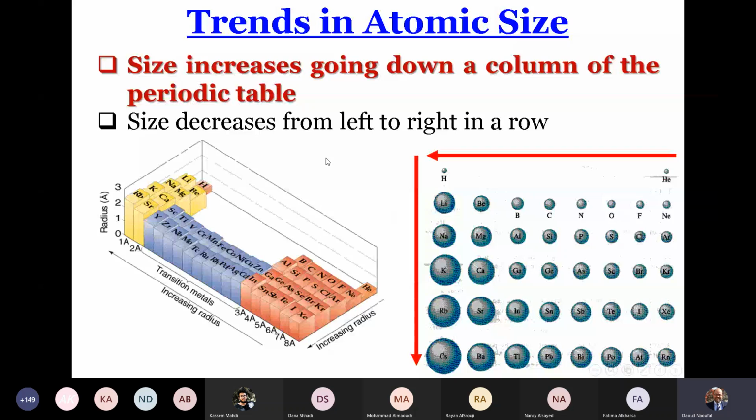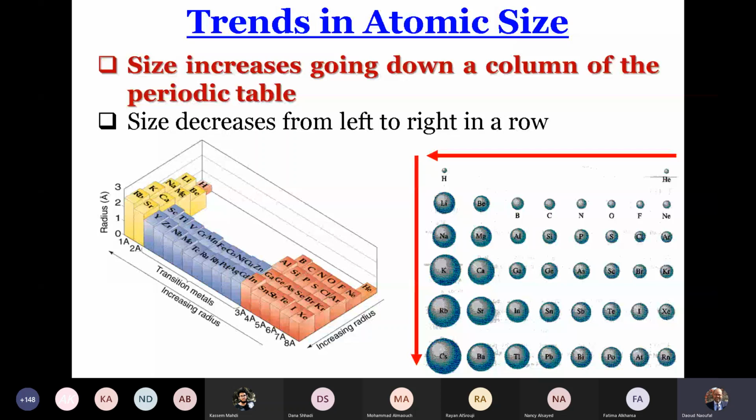What is the trend in the period? In the same period or in the same line, as Z increases, the atomic size decreases. So in other words, in the same period or in the same line, the atomic size increases from right to left. From right to left in the periodic table.